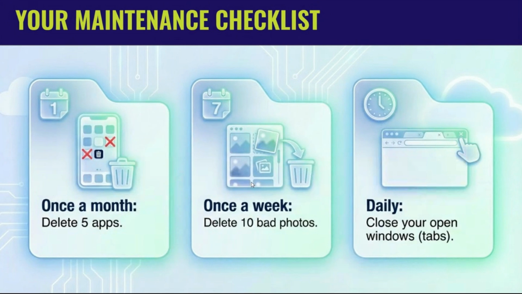And finally, your maintenance checklist. The key to keeping your digital life decluttered is having a regular routine. Start with deleting 5 unused apps once a month. Then, once a week, try to take the time to delete at least 10 bad photos. And finally, the easiest daily habit, closing all your open apps, web browser tabs, or windows. This simple, manageable checklist keeps the task of decluttering from becoming overwhelming.